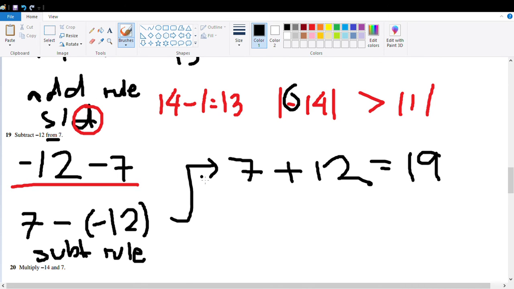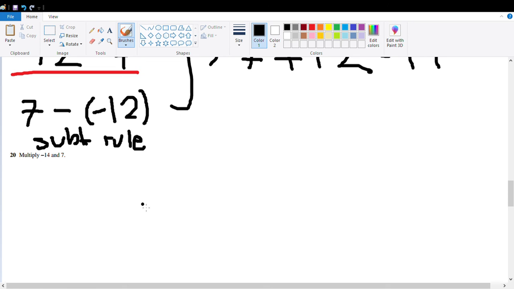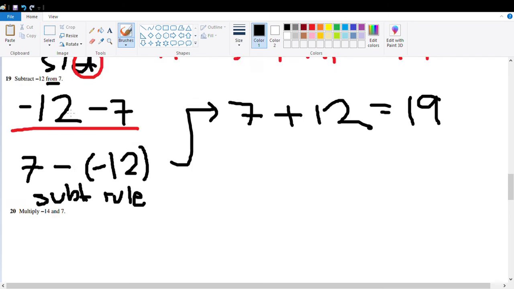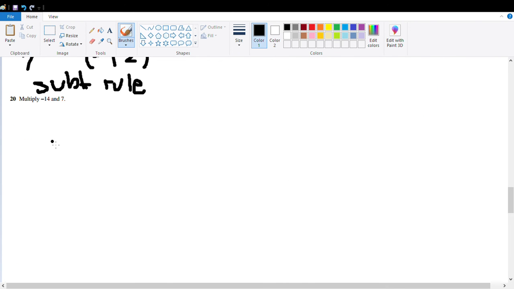Now let's have our last problem. Multiply negative 14 and 7. In this case, there's no special word. This special word, from, and another one we'll learn in topic 9. When we have that, we're going to switch the order, but if we don't, then just leave it as is. So in this case, we have negative 14 times 7.